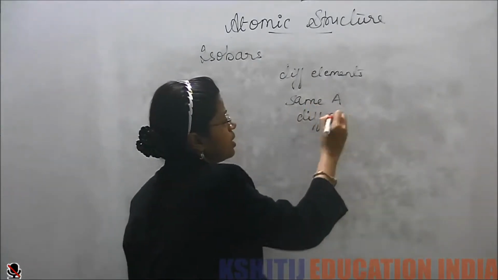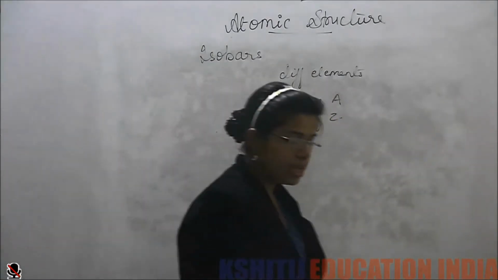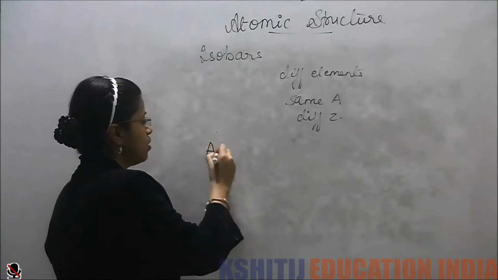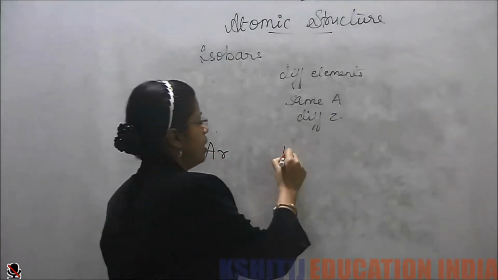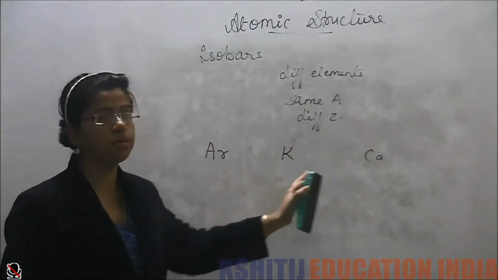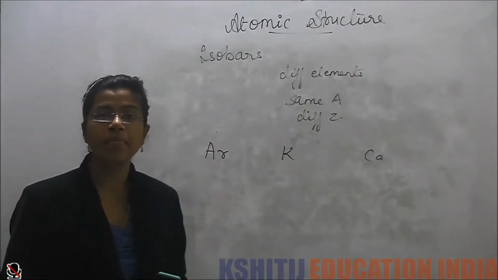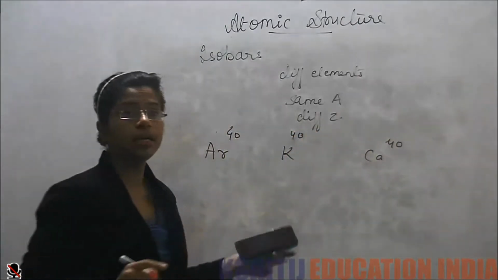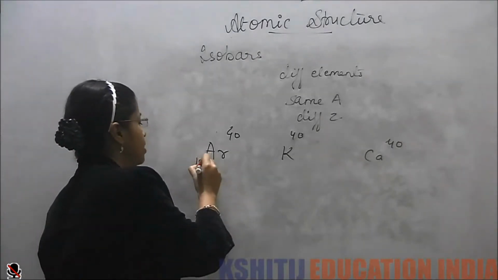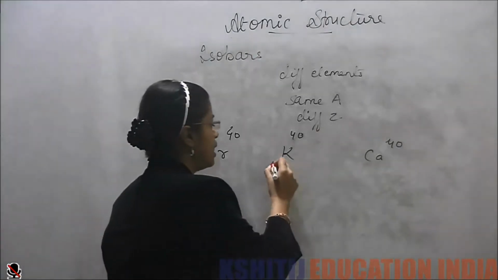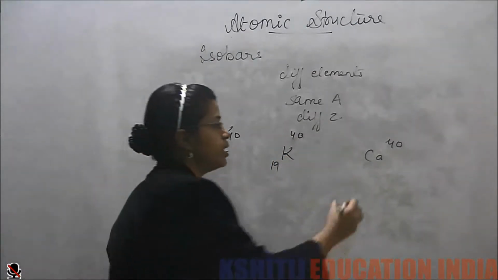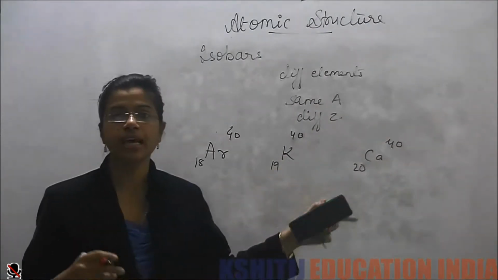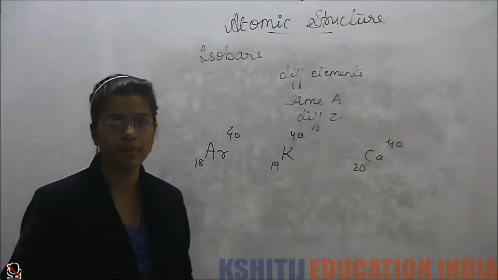So you can say they are just the reverse of the isotopes, right? For example, if I take the case of argon, potassium and calcium, all of them have the same mass number, that is 40. But argon has atomic number 18, potassium has atomic number 19 and calcium has atomic number 20. So they are isobars of each other: atoms of different elements having the same mass number but different atomic number.